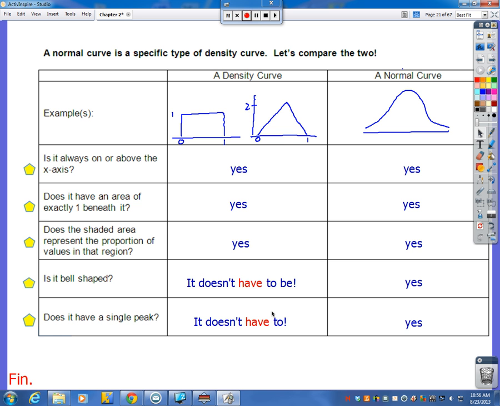Again, density curves don't have to be single-peaked. As long as they have an area of 1 underneath it, that's all that matters. And normal curves are definitely single peak. There's always going to be that peak right in the middle.